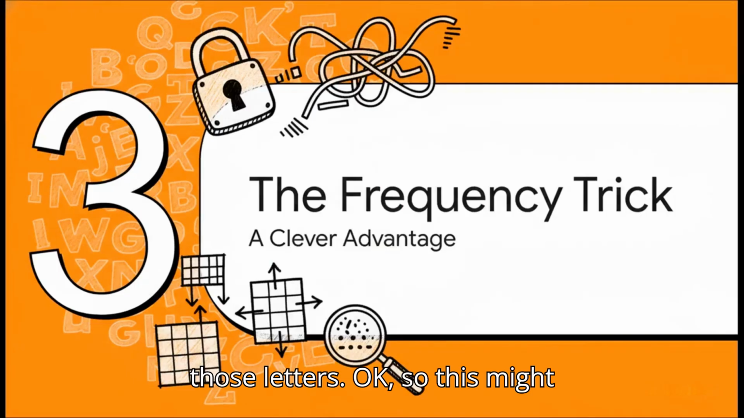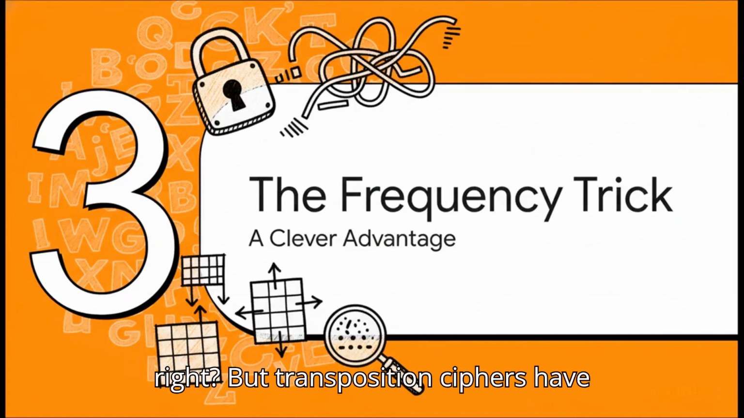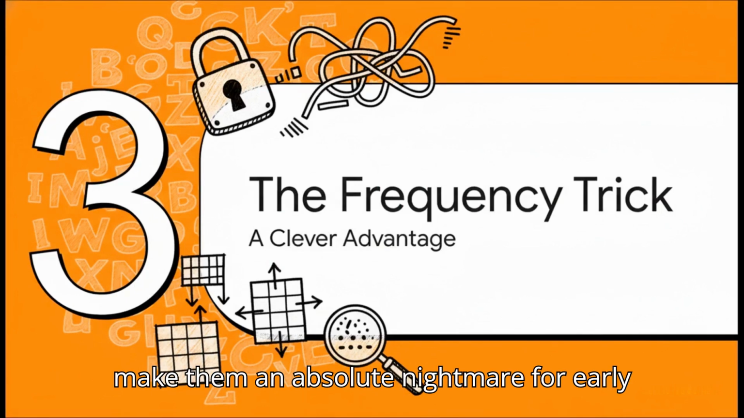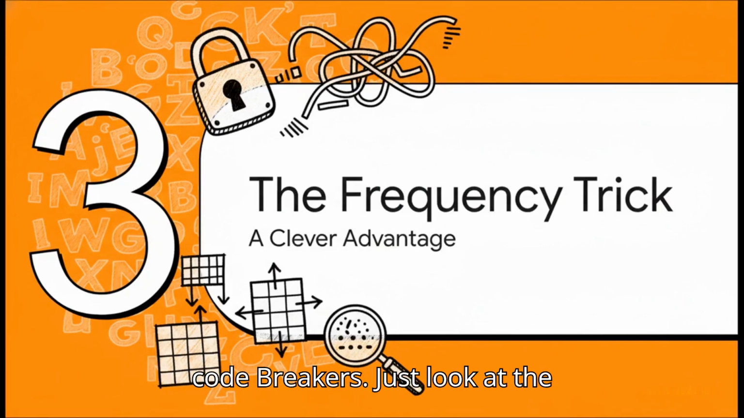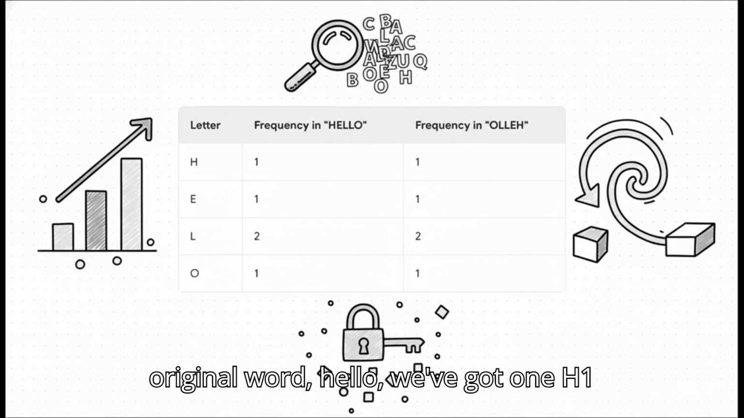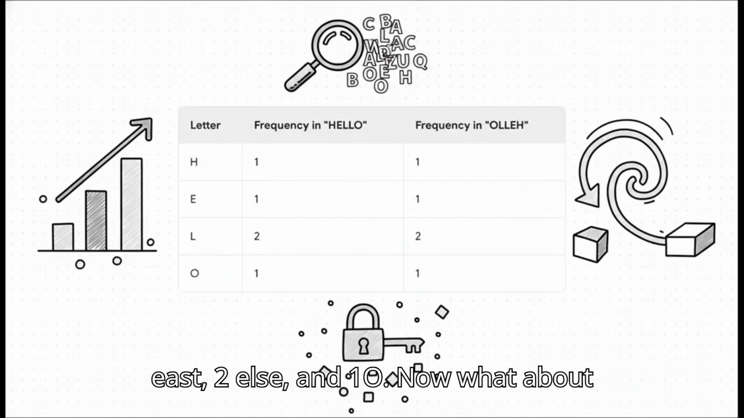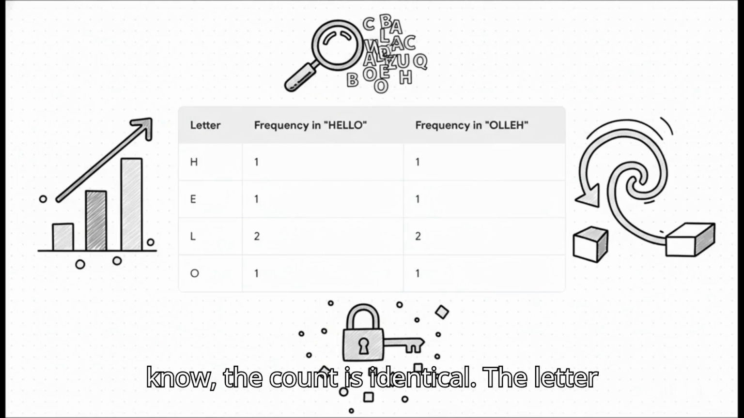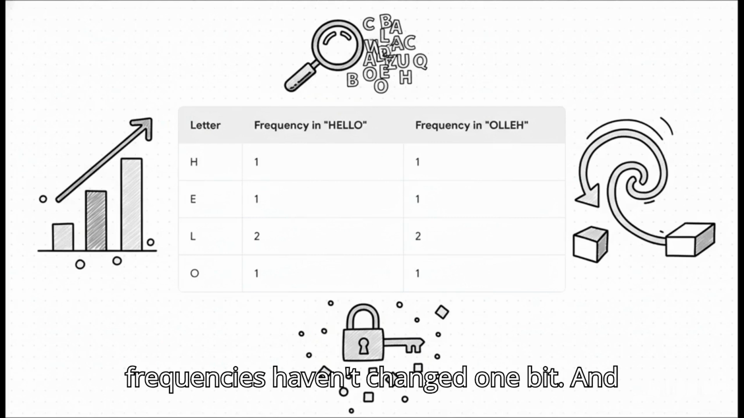Okay, so this might seem almost too simple to be safe, right? But transposition ciphers have this incredibly clever side effect that made them an absolute nightmare for early code breakers. Just look at the numbers. If we count the letters in our original word, hello, we've got 1 H, 1 E, 2 L's, and 1 O. Now, what about our ciphertext? Olleh. Well, what do you know? The count is identical. The letter frequencies haven't changed one bit.